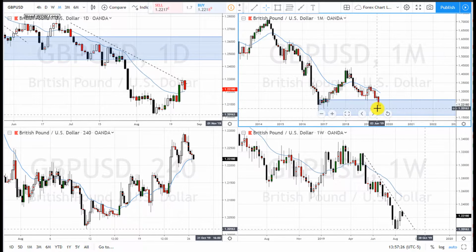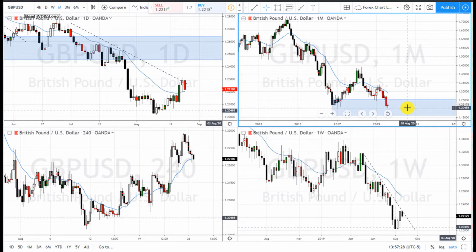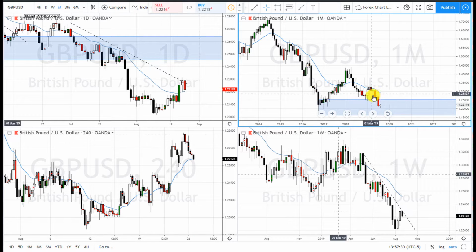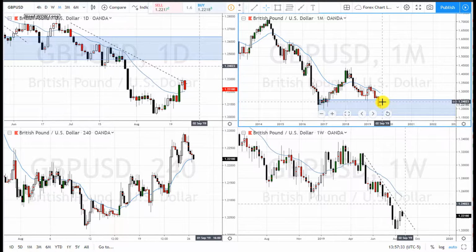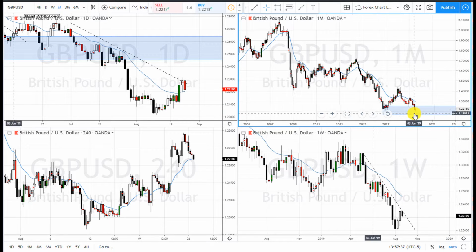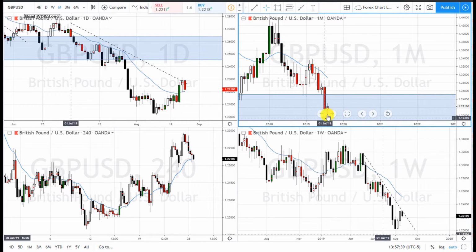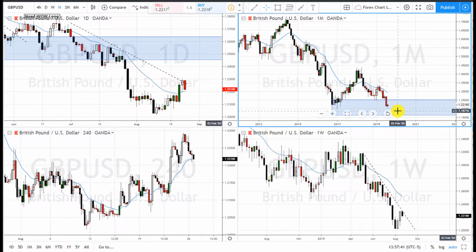But it doesn't mean that it's going to break it. It just means that we cannot short. We want to look for buy opportunities if it starts to reverse up, or wait for price to break lower and start selling lower.